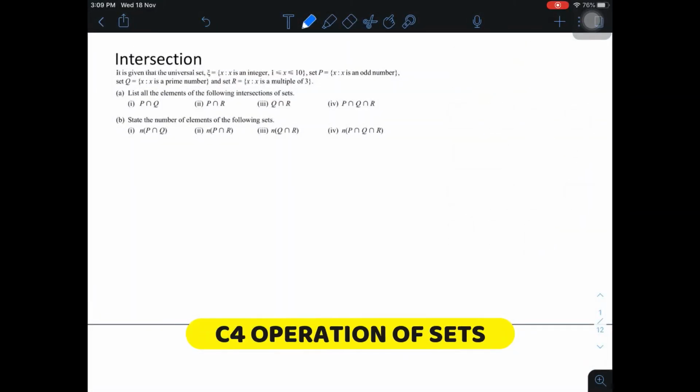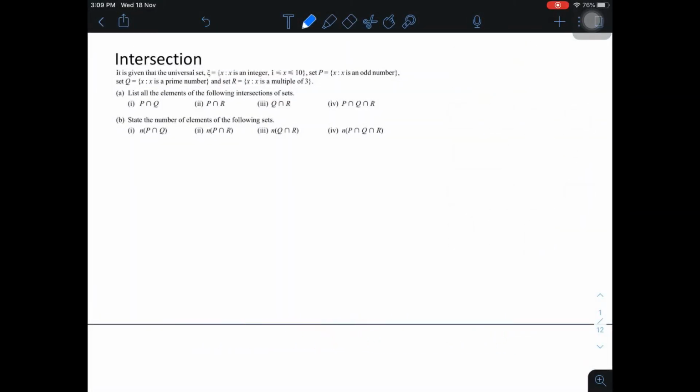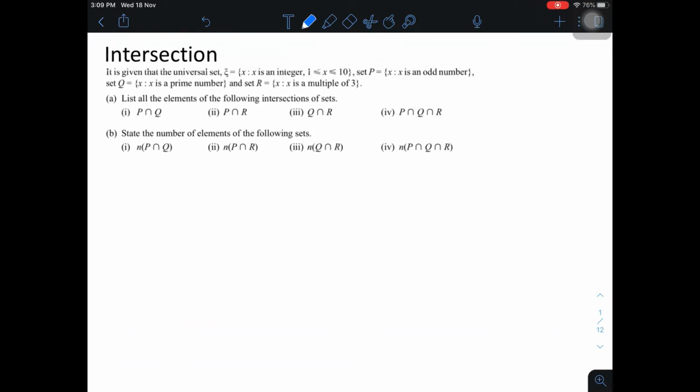Today we're going to talk about operations on sets in the KSSM syllabus, Chapter 4. You will be learning about intersection of sets, union of sets, and a combination of operations on sets. So let's get right into it. We're going to talk about intersection first.